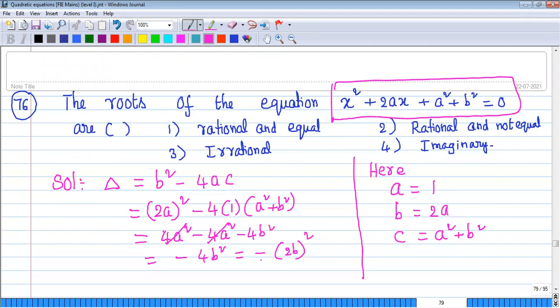But see here, negative of the square of the value. This is a negative. Negative means delta is less than 0. That implies roots are imaginary. Roots are imaginary. Fourth option is the correct option.